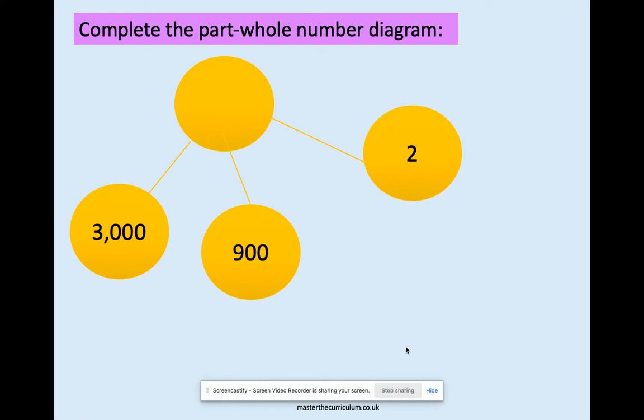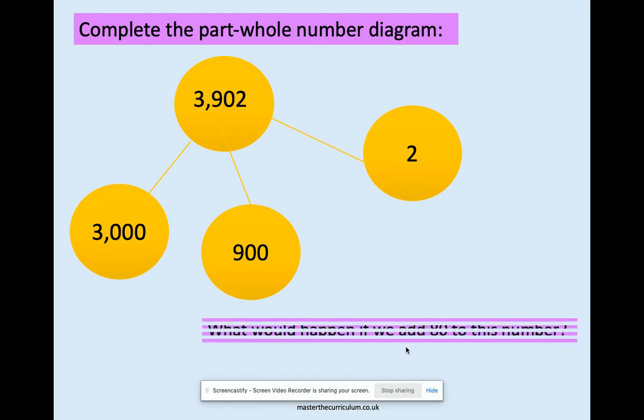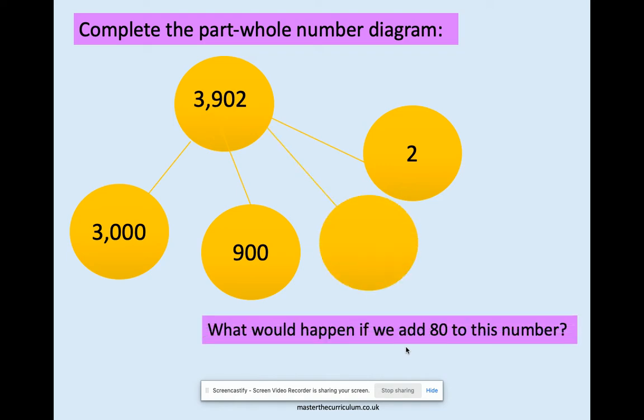So what would happen to this number if I add 80 to this number? First of all, I have to put it in a circle. If I add 80, how will my number change? You can shout out. Excellent. It will turn to 3,982. Now my number is split up into ones, tens, hundreds, and thousands.